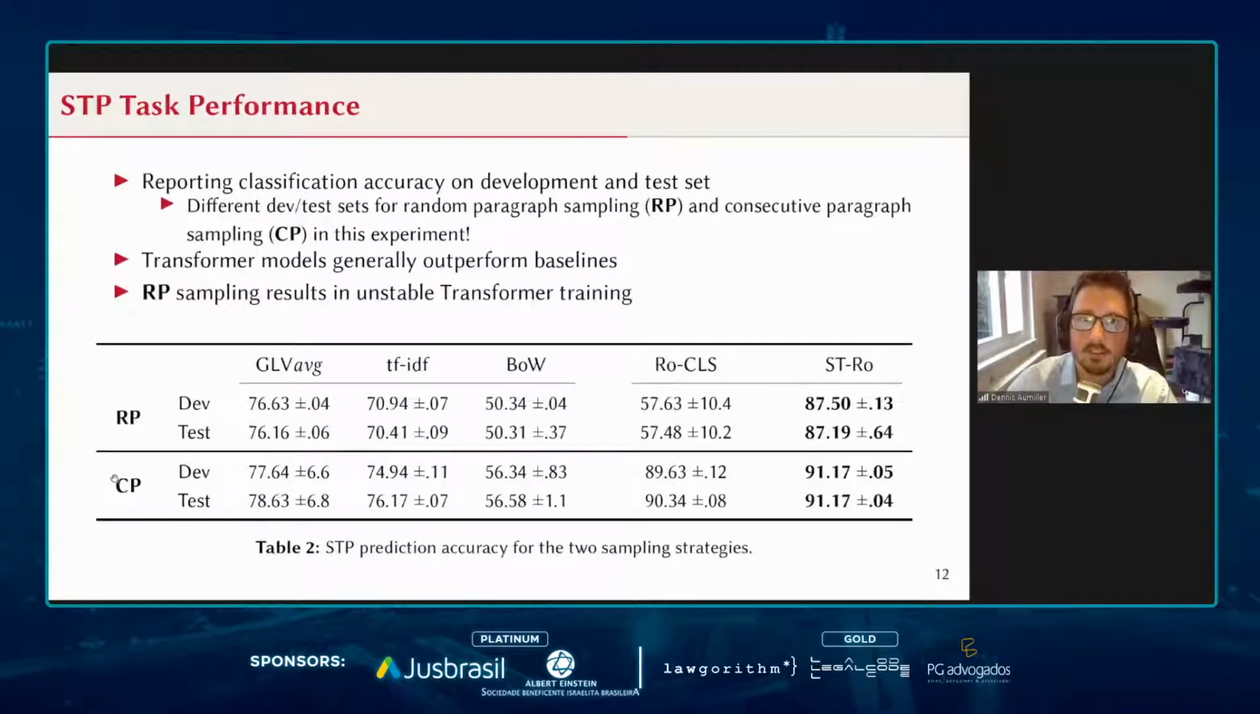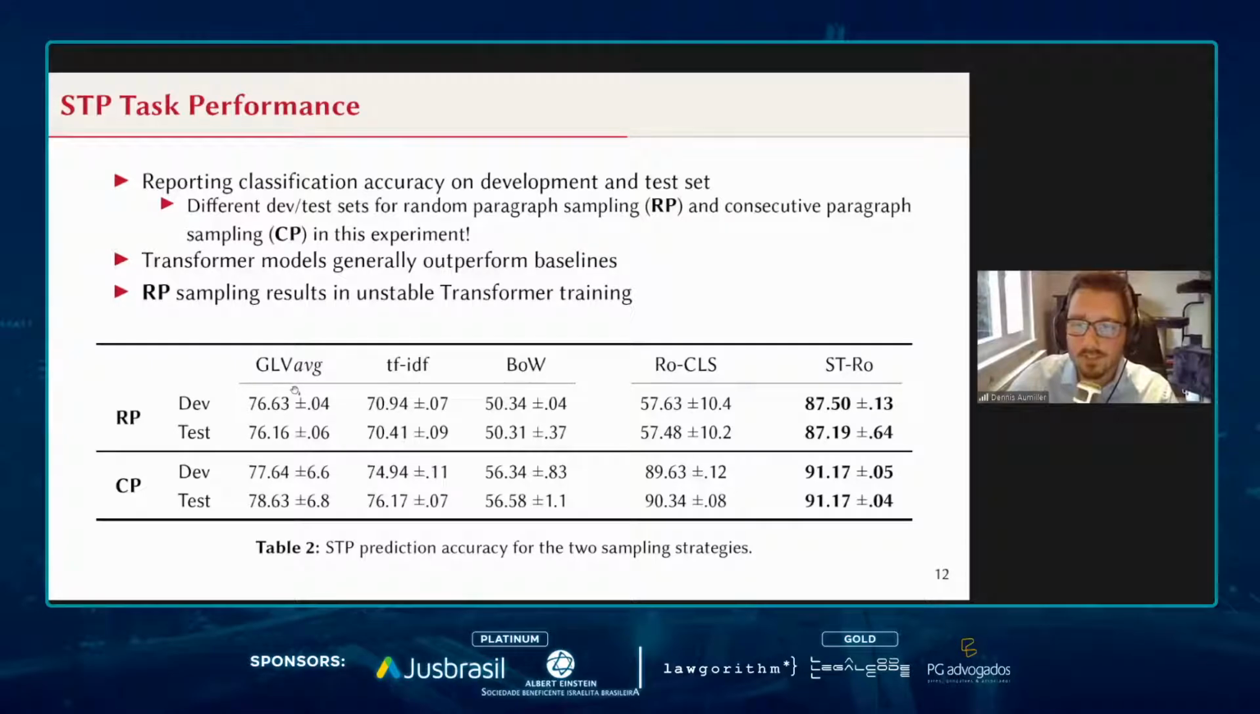Now, looking at the same topic prediction task performance, we compare both the different models and the different sampling strategies. One slight caveat is that because we sample differently for both the validation and test sets, we cannot compare models between random paragraph and consecutive paragraph sampling here. However, we will still be able to compare those on the next slide when it comes to downstream performance.